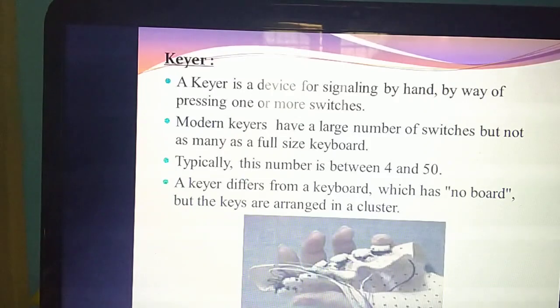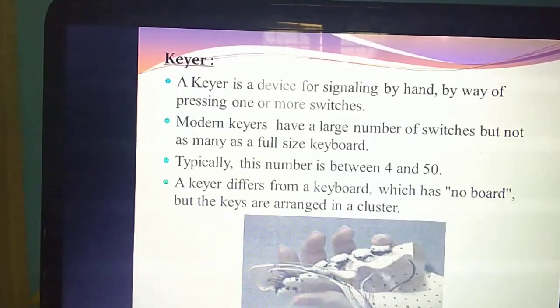What do you mean by cluster? Grapes is a fruit that looks like a cluster. Understand what you mean by cluster? Likewise, this keyer's switches also look like a cluster, that means like a bunch. Understand? So what's the next input device you have studied?